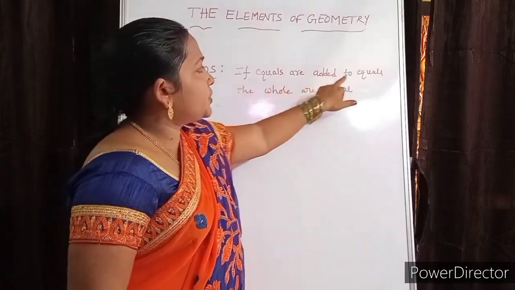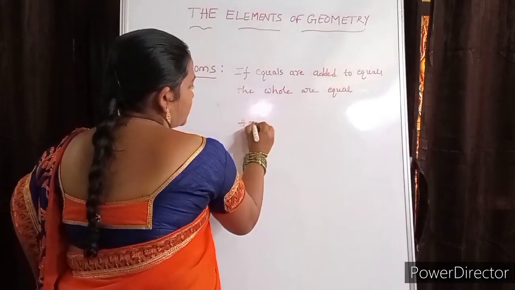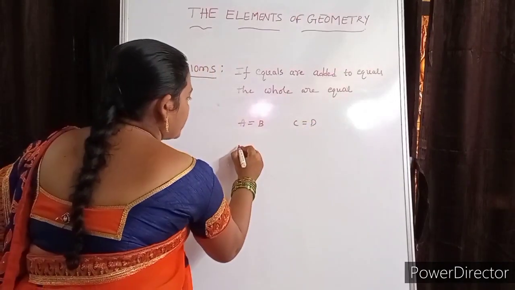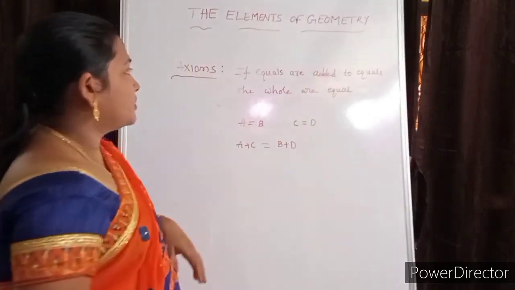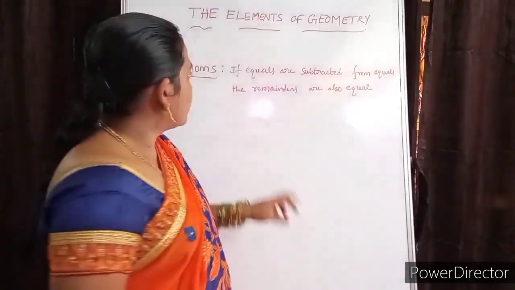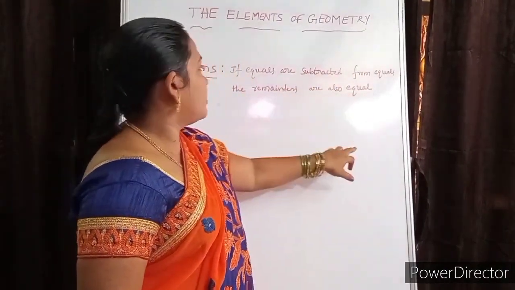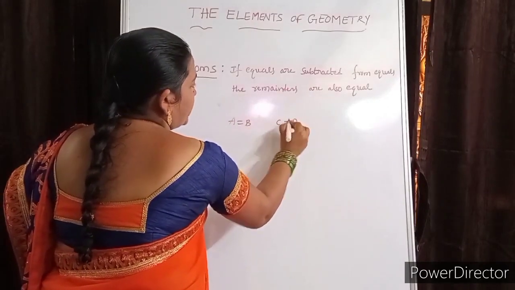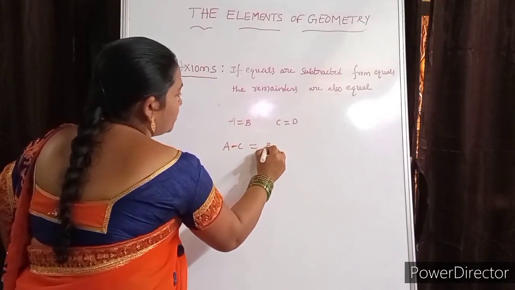If equals are added to equals, the wholes are equal. For example, A is equal to B, C is equal to D, and add them: A plus C is equal to B plus D. If equals are subtracted from equals, the remainders are also equal. For example, A is equal to B, C is equal to D. Subtract them: A minus C equals B minus D.